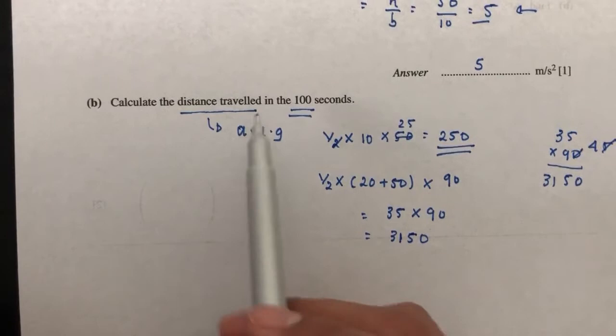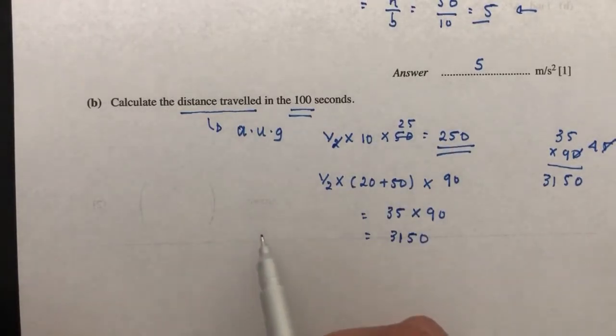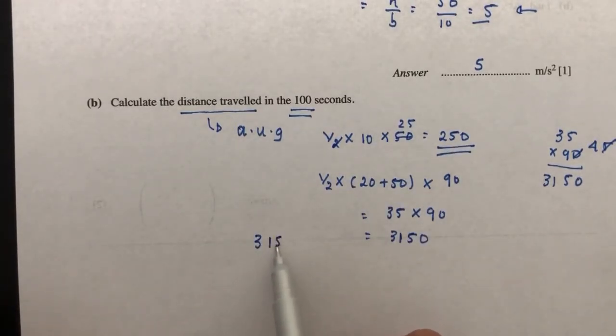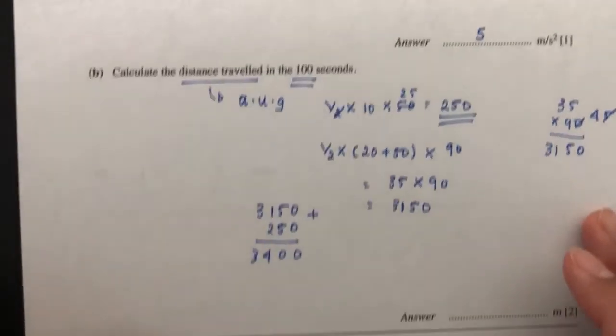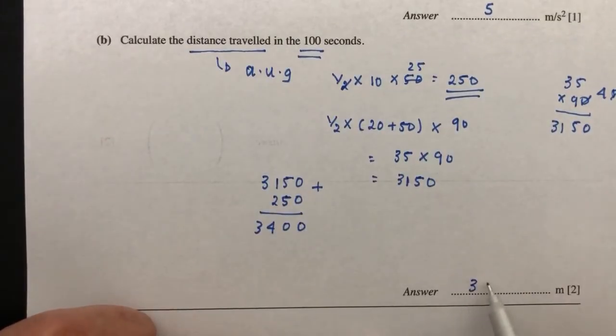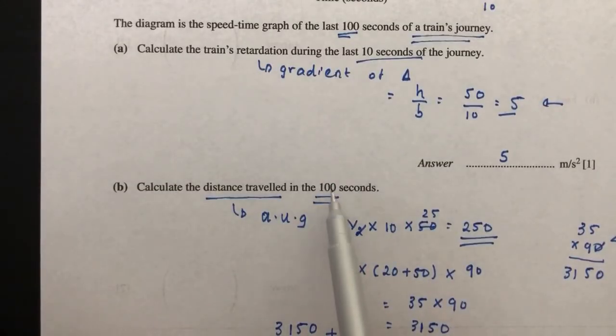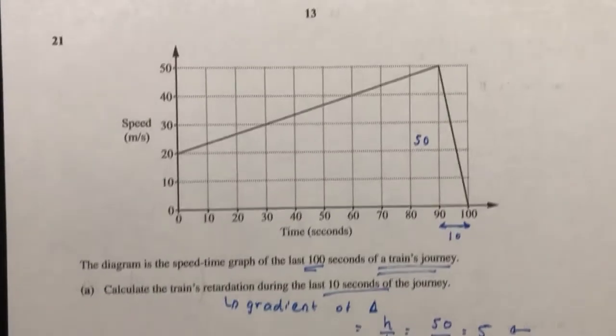So now we have to find everything together. So we have to add 3150 plus 250. We will have 3400. So the distance traveled will be 3,400 meters for time 100 seconds. And that is question number 21.